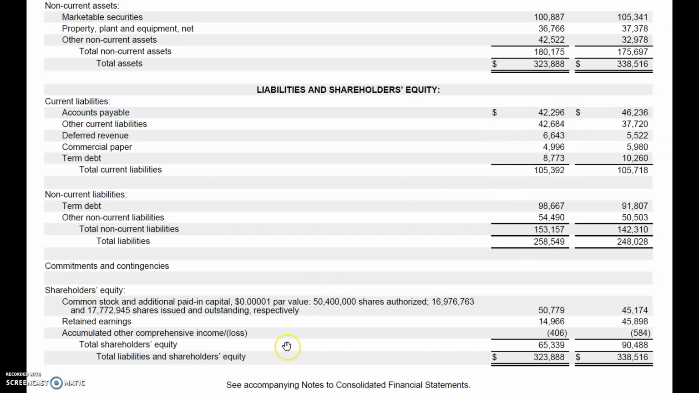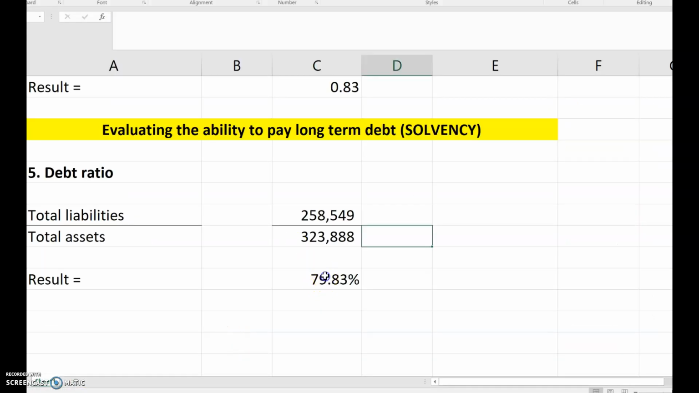So we're dividing 258,549 by 323,888. And when we divide, we're going to see the result: almost 80% financed by debt. I've talked about in the lecture videos that debt isn't bad, but when the debt gets high, it becomes riskier and it may cost you more to borrow. You may be charged a higher interest rate. So this is getting a bit high, but compared to a competitor, to kind of gauge where you're at, it may be more standard to have a higher debt ratio depending on the industry.